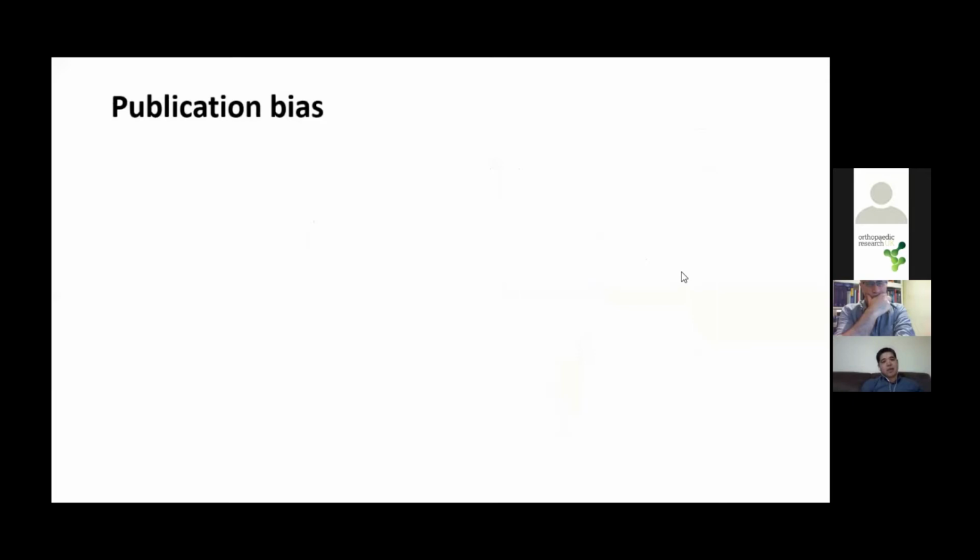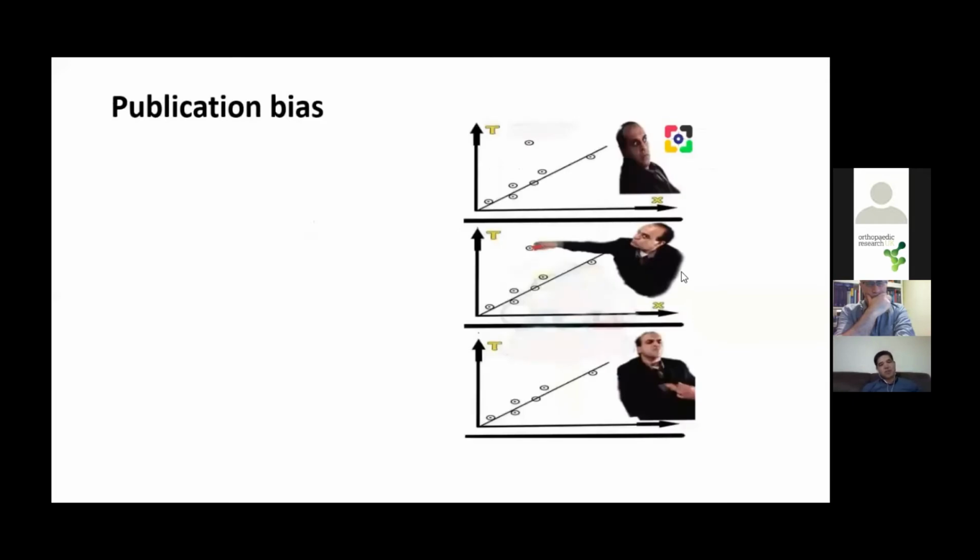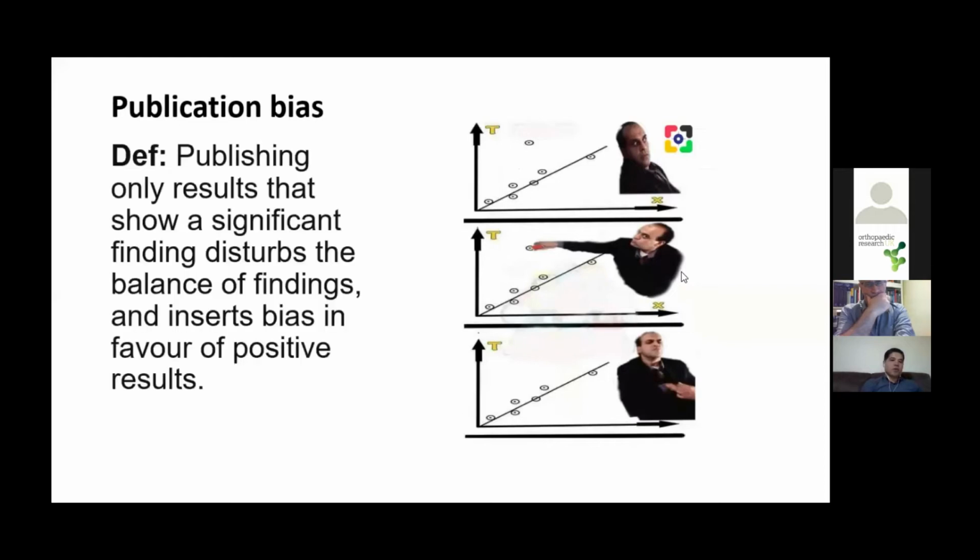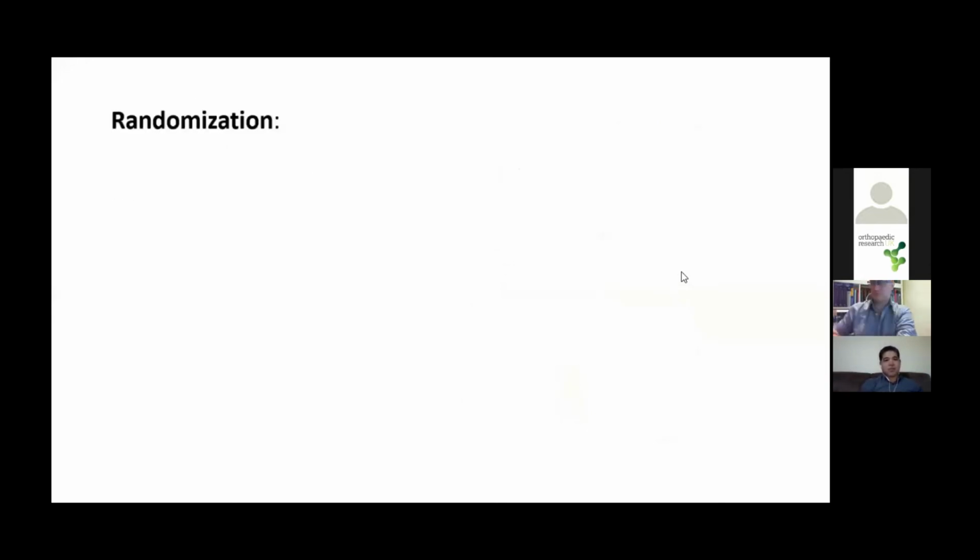There is also publication bias. You finish your study and analyze your data, but you find some complications or side effects, and you hide that. You change your results. That is publication bias.